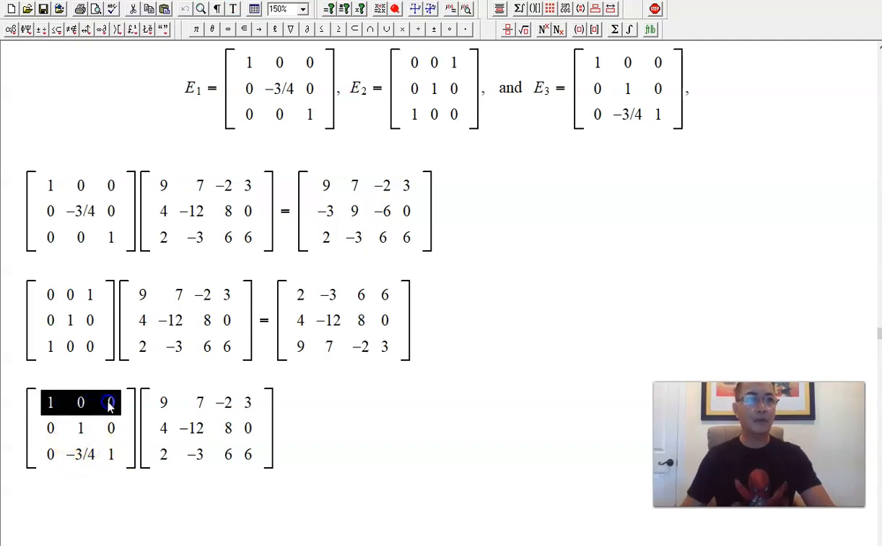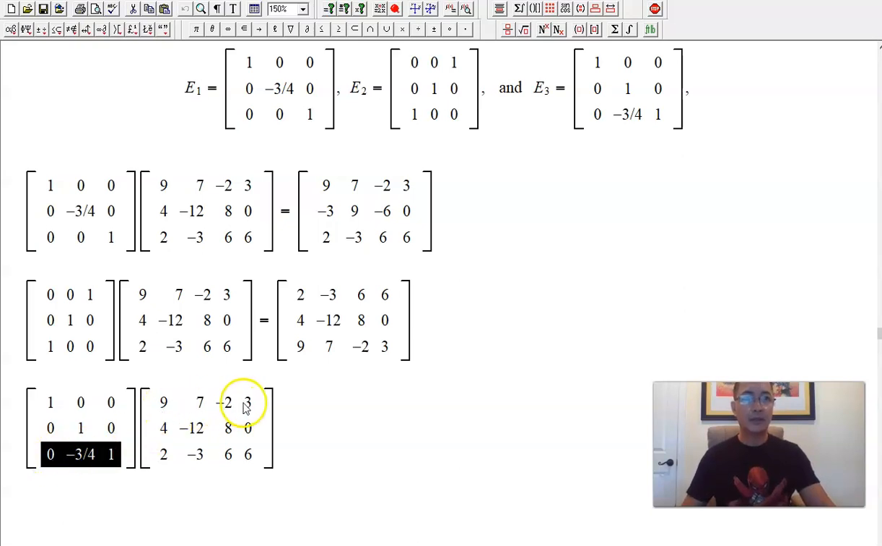Okay. Ones and zeros. Row 1 doesn't change. 1 times 9, 1 times 7, and so on. Row 2, 0, 4, 0. 0, -12, 0. Row 2 does not change. What about row 3? Okay, so this one, it's always type 3. That's most complicated.